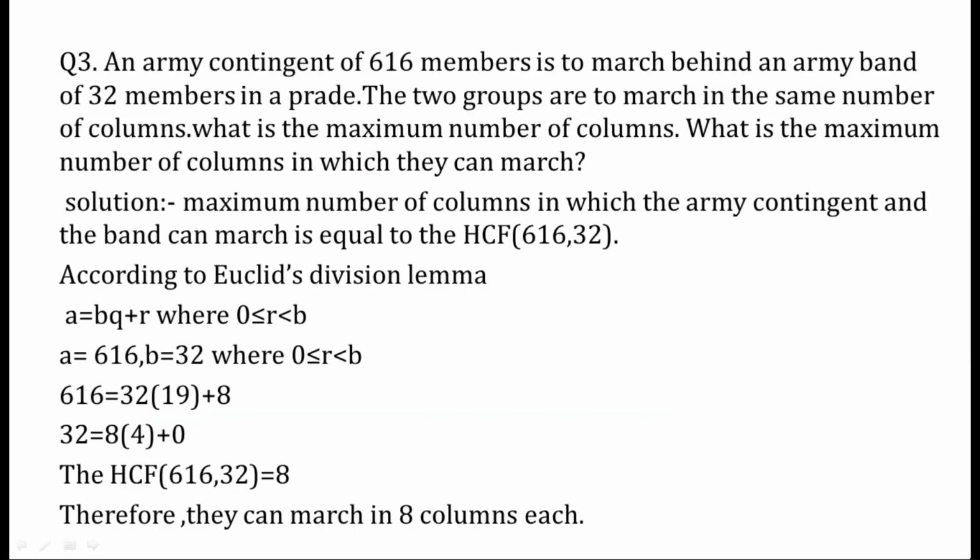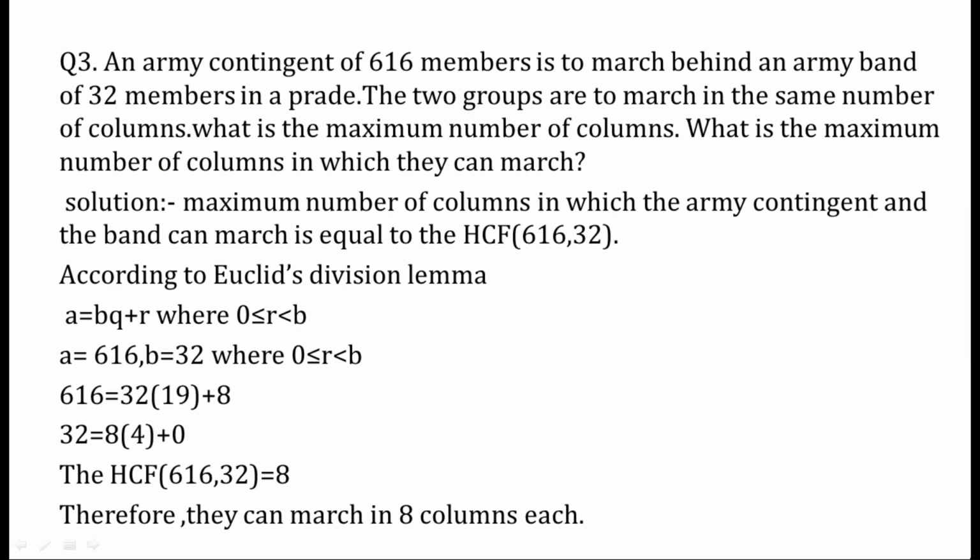Now, come to the next question. An army contingent of 616 members is to march behind an army band of 32 members in a parade. The two groups are to march in the same number of columns. What is the maximum number of columns in which they can march?